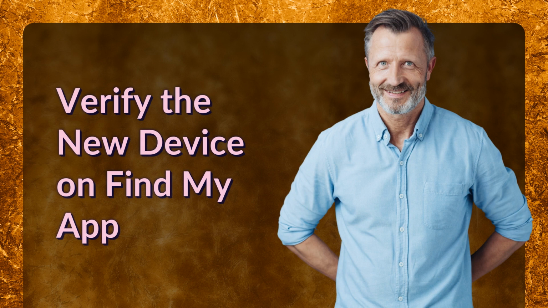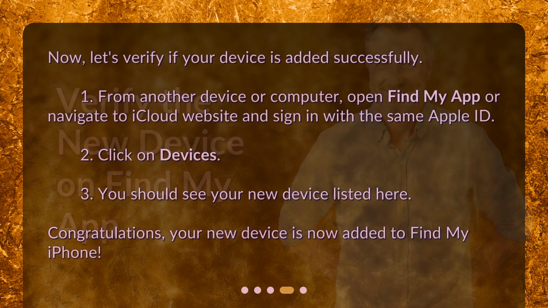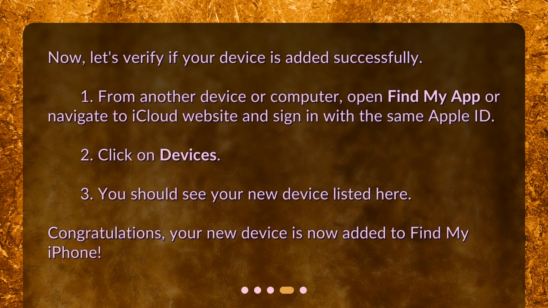Verify the new device on Find My app. Now, let's verify if your device is added successfully. 1. From another device or computer, open Find My app or navigate to iCloud website and sign in with the same Apple ID. 2. Click on Devices. 3. You should see your new device listed here. Congratulations! Your new device is now added to Find My iPhone.